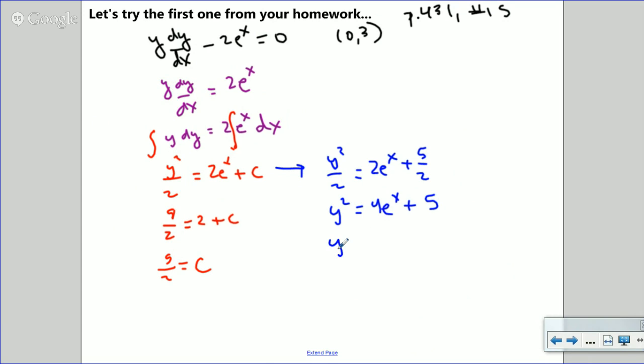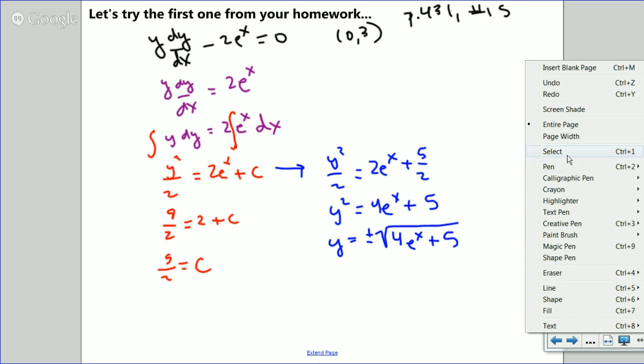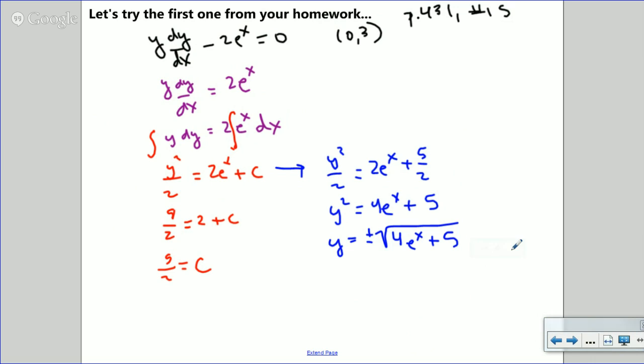Now what? Now square root both sides. Do not forget your plus or minus. So square root of 4e to the x plus 5. And now what? Now we check our work, and in so doing, we'll be able to choose which branch we want, positive or negative, right?